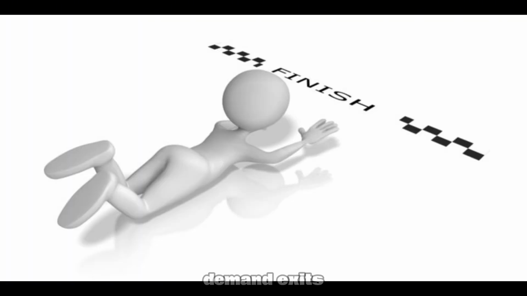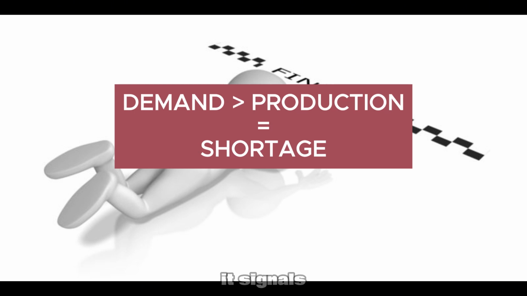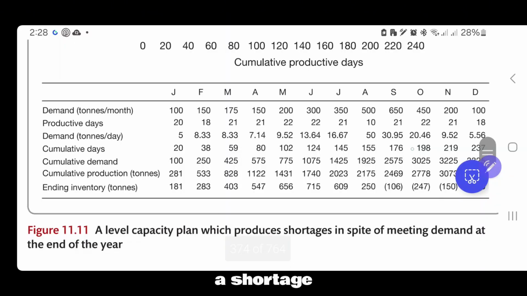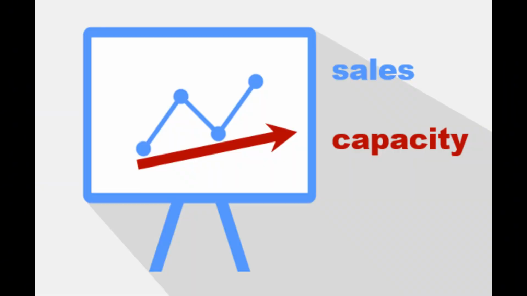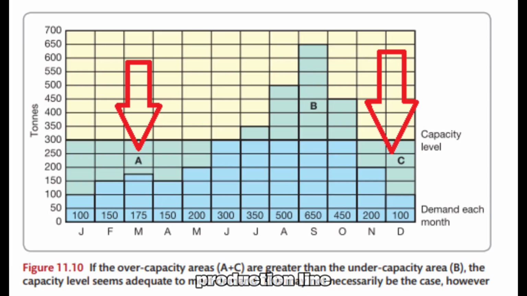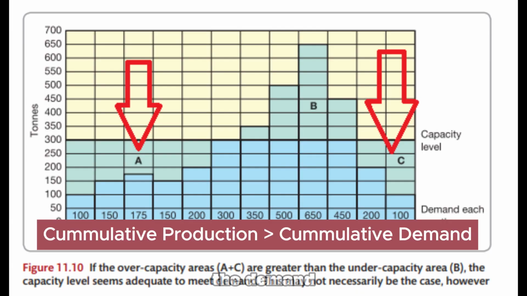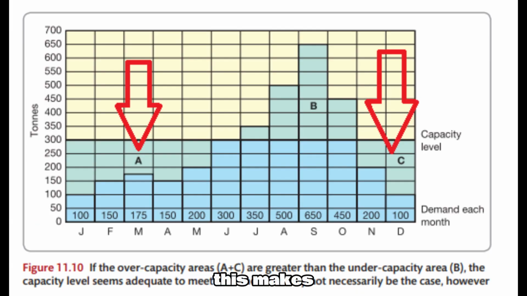Conversely, when demand exceeds production, it signals a shortage. By day 198, 3,025 tons have been demanded but only 2,778 tons are produced, resulting in a shortage of 247 tons. For a capacity plan to keep up with the demand, the cumulative production line must always be above the demand line. This makes it easier to judge a plan's adequacy.